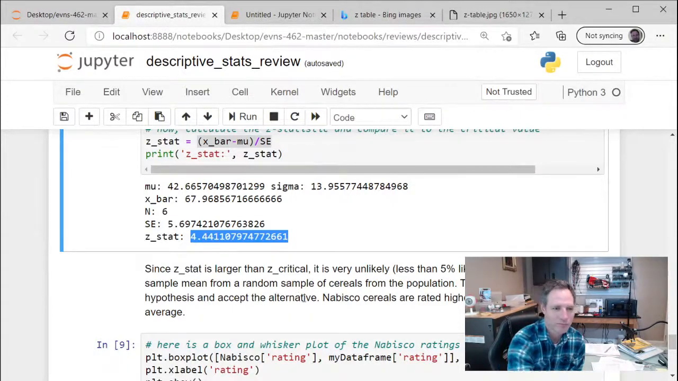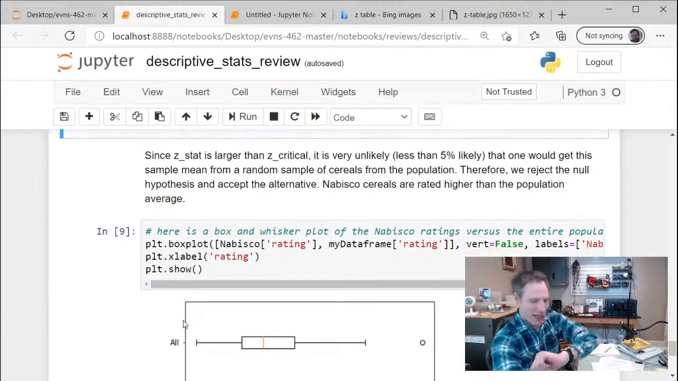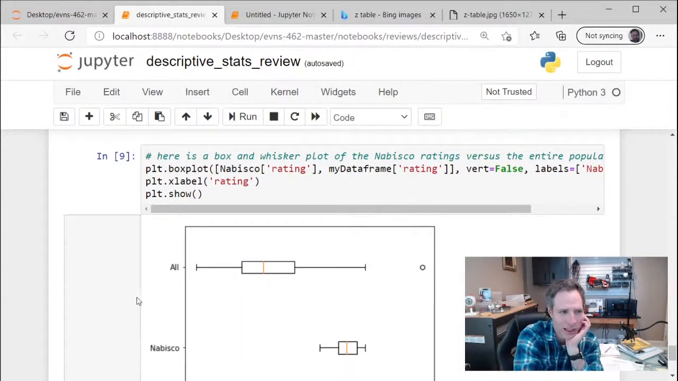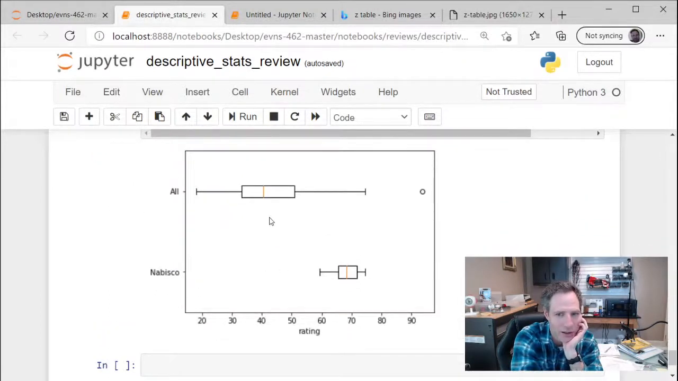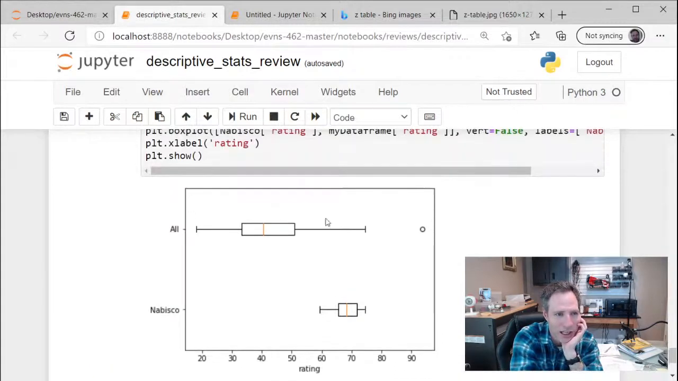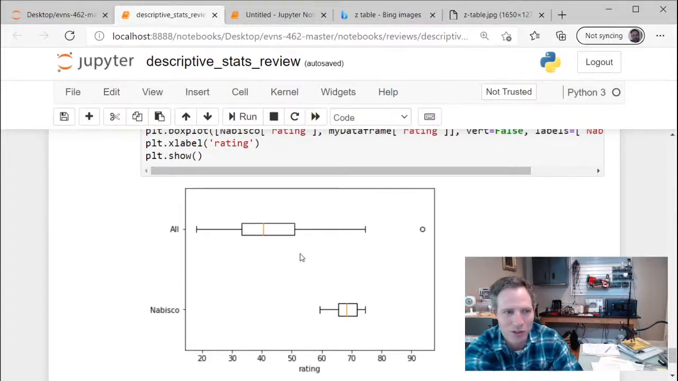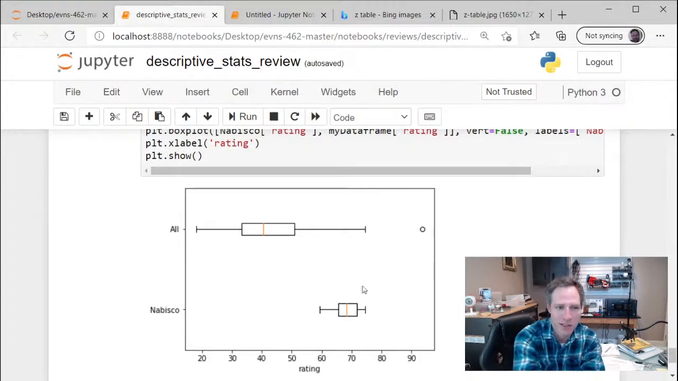All right. Okay, let's see. One more thing here. Box plot. So I'm making a box plot here, also called a box and whisker plot, and you should know what you're looking at here. There's actually two data sets posted here, but this is a great way to summarize your data and to show differences between data sets. So this is the ratings of all the cereals in the data set, and this is the ratings of Nabisco cereals.